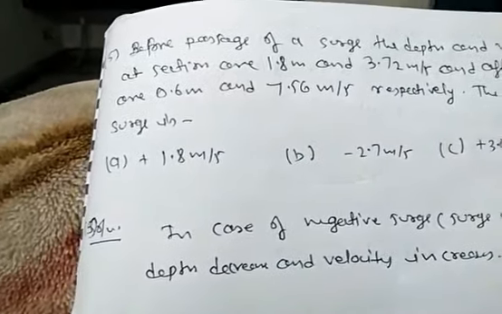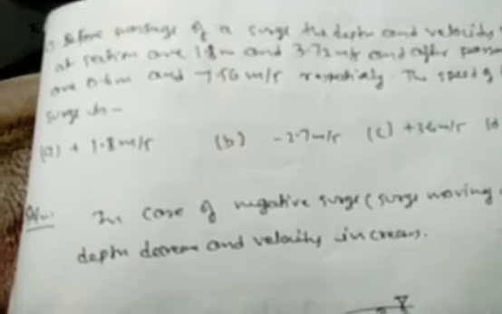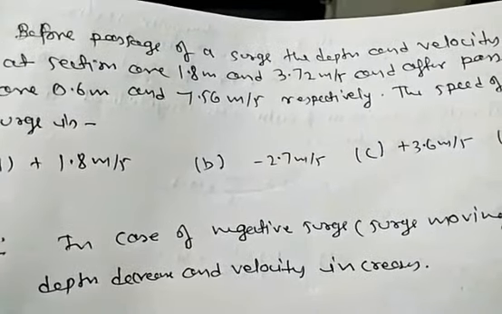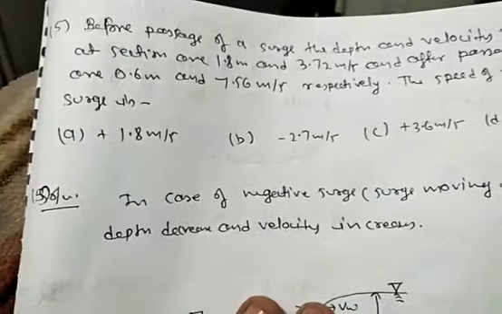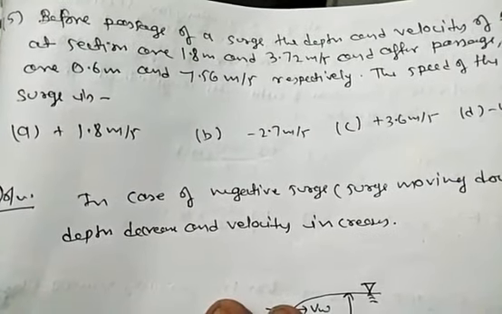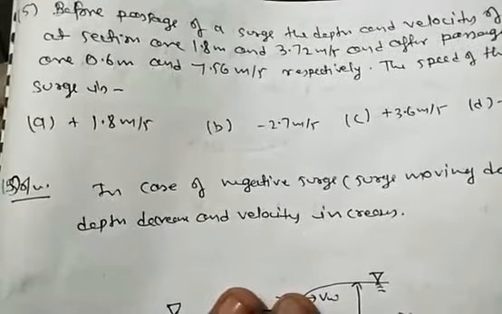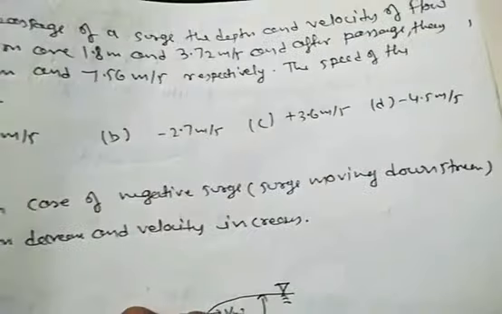Before the passage of a surge, the depth and velocity of flow at a section are 1.8 meter and 3.72 meter per second, and after the passage they are 1.58 meter and 7.56 meter per second respectively. What is the speed of the surge? Options A, B, C, and D.